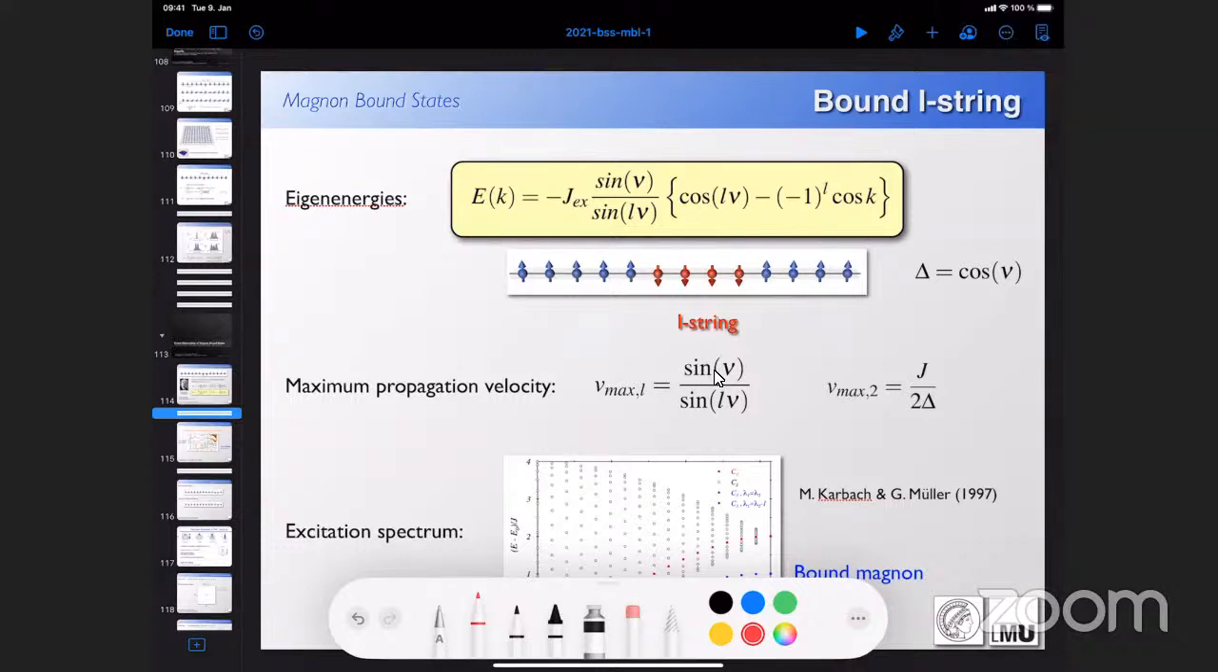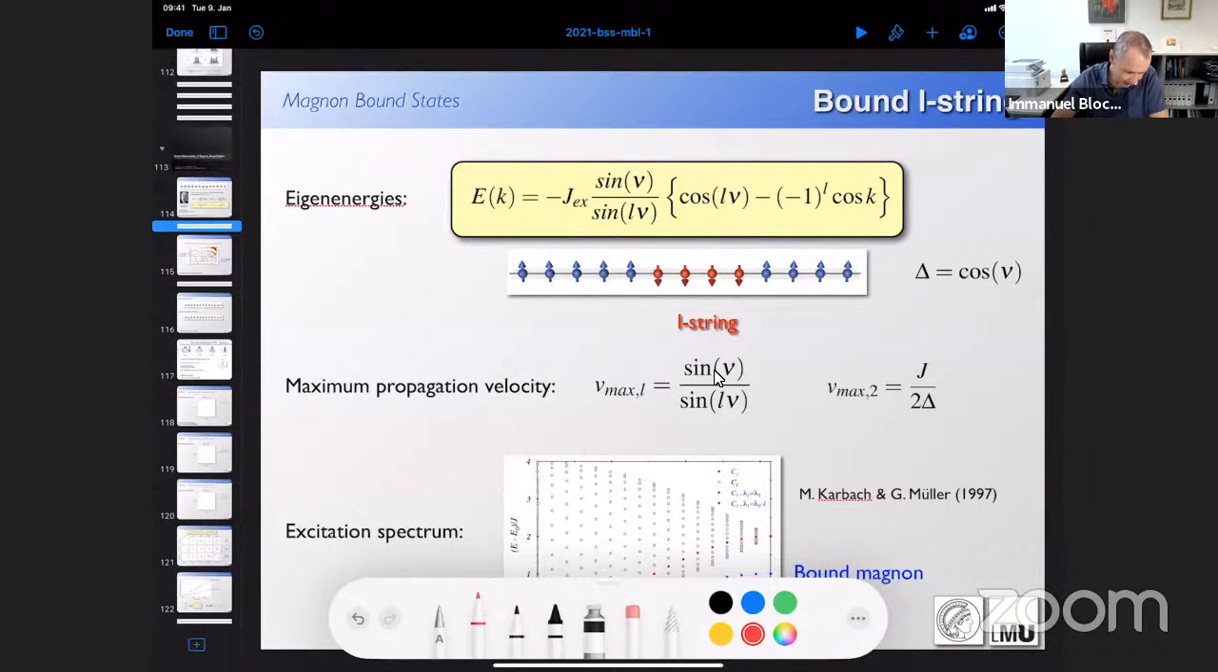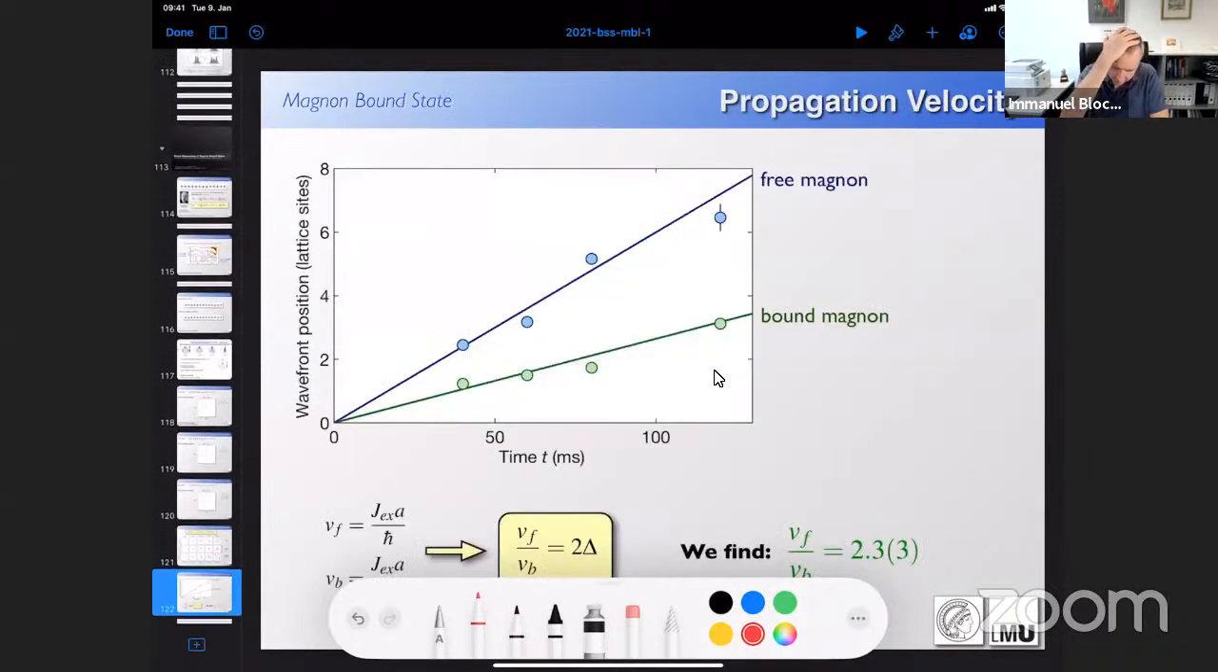Okay, thanks. There's a question from Grace. Can you re-explain the relationship between the velocity of free magnons and bound magnons? Yeah, I didn't really explain it, Grace. I just took what we get from this Bethe ansatz solution. This is the dispersion relation for these L strings. From the dispersion relation, you can derive the group velocity, and then you can compare it to the single magnon group velocity. What you get is precisely what I showed you here: the ratio of the single magnon to the bound magnon velocity is just 2 times delta. That comes from the Bethe ansatz solution.